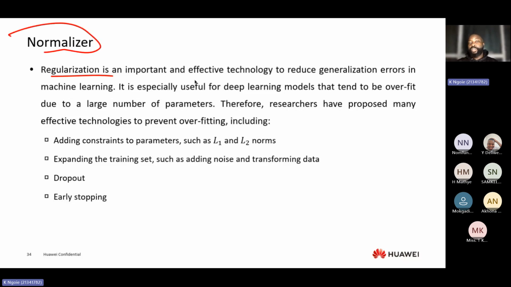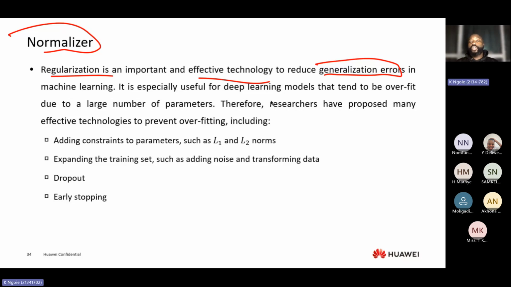So that's why we're going to use normalizers. Regularization is an important and effective technique to reduce generalization error. What is generalization error? It's the error that we get when we give the model new data that the model has never gone through. Sometimes you're going to be training with a certain type of data, and because the model has already been exposed to those data, it's going to perform well. But when you bring new data, it doesn't perform well.